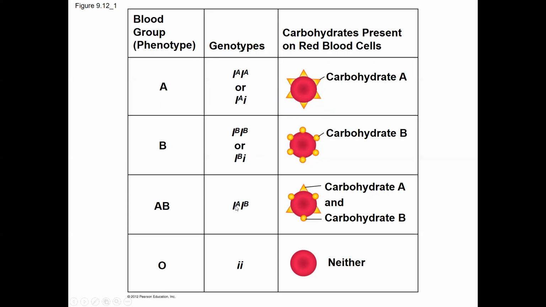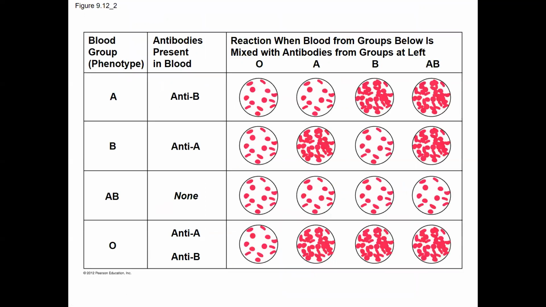Then type AB individuals would carry one type A, one type B dominant allele. And so these blood types carry both the carbohydrate A and carbohydrate B on their red blood cells. And then there is type O, an individual who has inherited two recessive alleles, and so they have no carbohydrates on their blood. So how does this affect you when you're having to receive blood, for example?